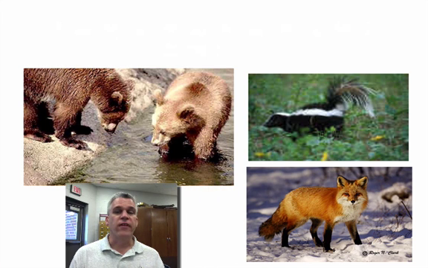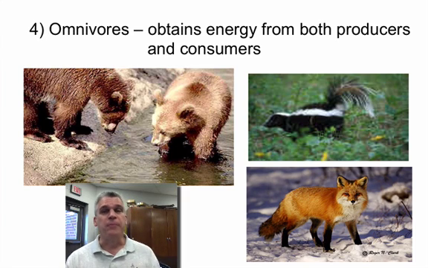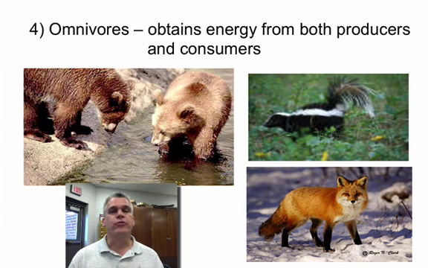Now this next group of animals, you'll see they have something similar. They are the omnivores. Yes, they are obtaining energy from both producers and consumers. So they will eat other animals, and they'll also eat plants as well. Of course, as humans, we would also fall under the omnivore category.